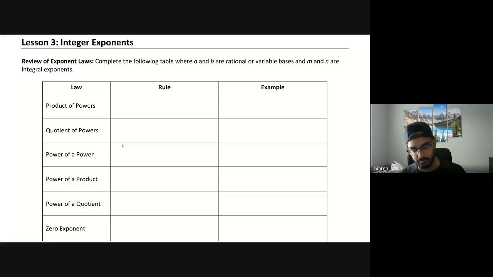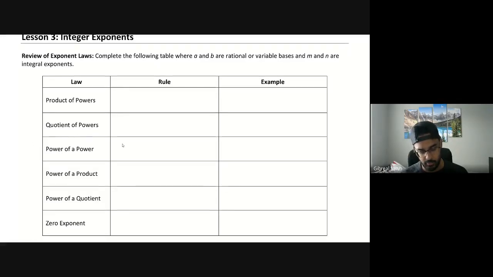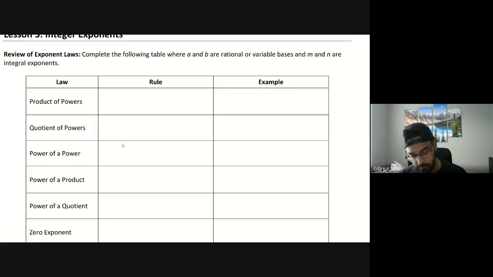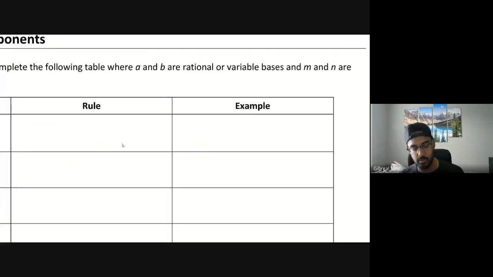I'll read out what that says. Complete the following table where A and B are rational or variable bases, and M and N are going to be your integral exponents. Now, I prefer really to avoid using A and B for the bases. Personal preference, it really doesn't change anything, but I'm going to use X and Y. And then for my exponents, that's where I just like to put A and B.